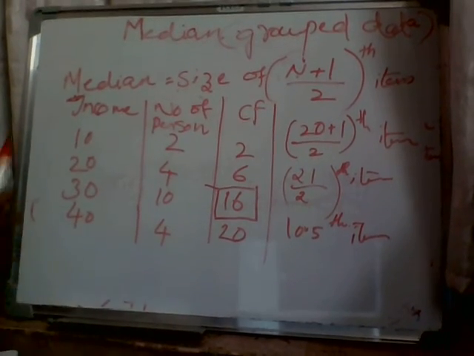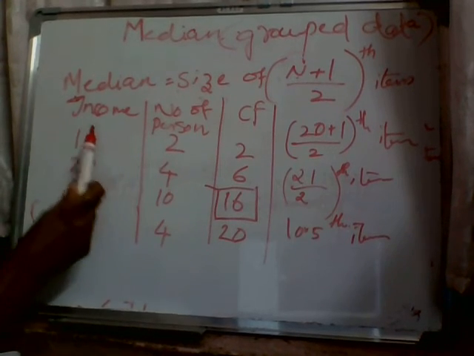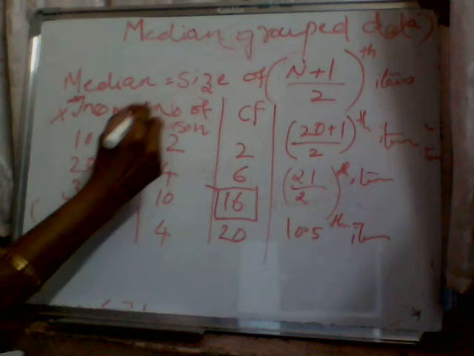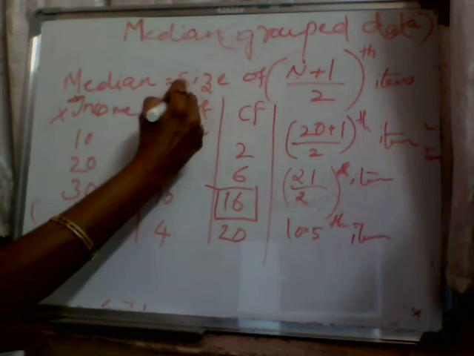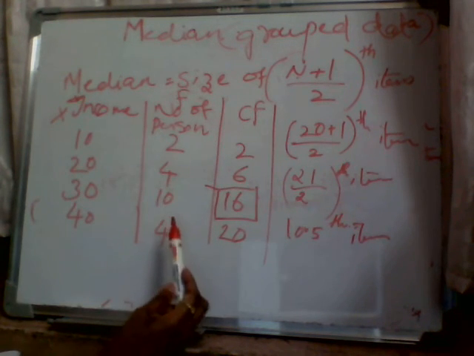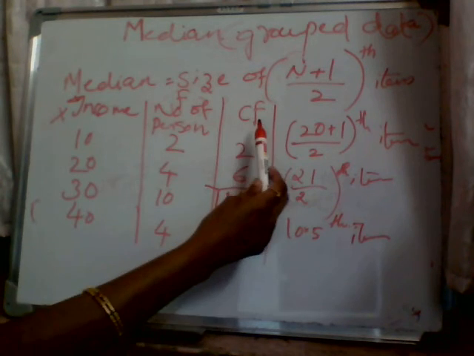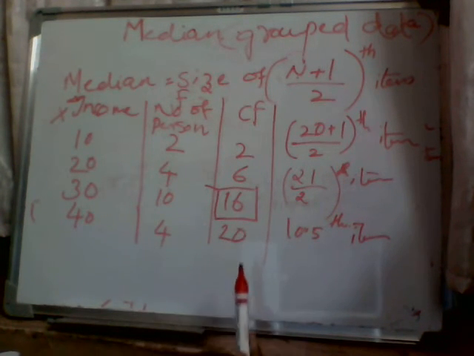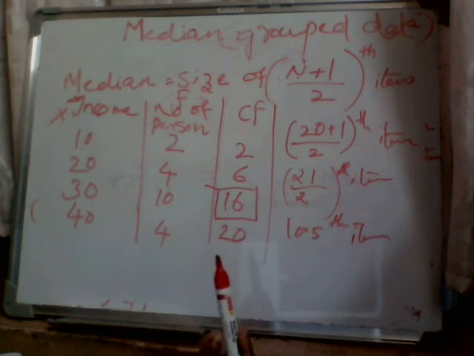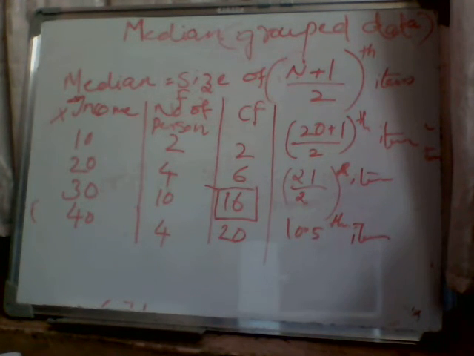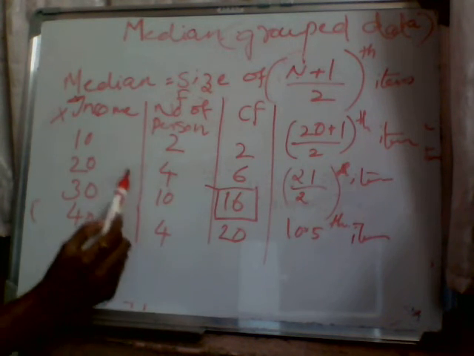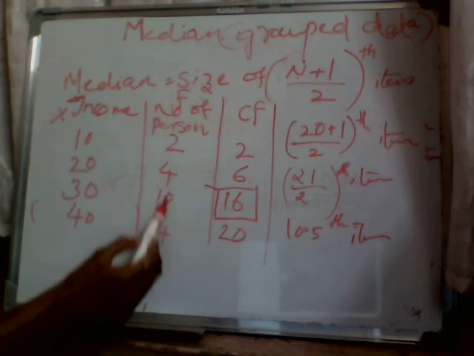Next problem. Find the median. Income x is 10, 20, 30, 40. The number of persons, that is the frequency, is 2, 4, 10, 4. Next column, cumulative frequency: 2, 6, 16, 20. We need to calculate the median. First we need to find the cumulative frequency.